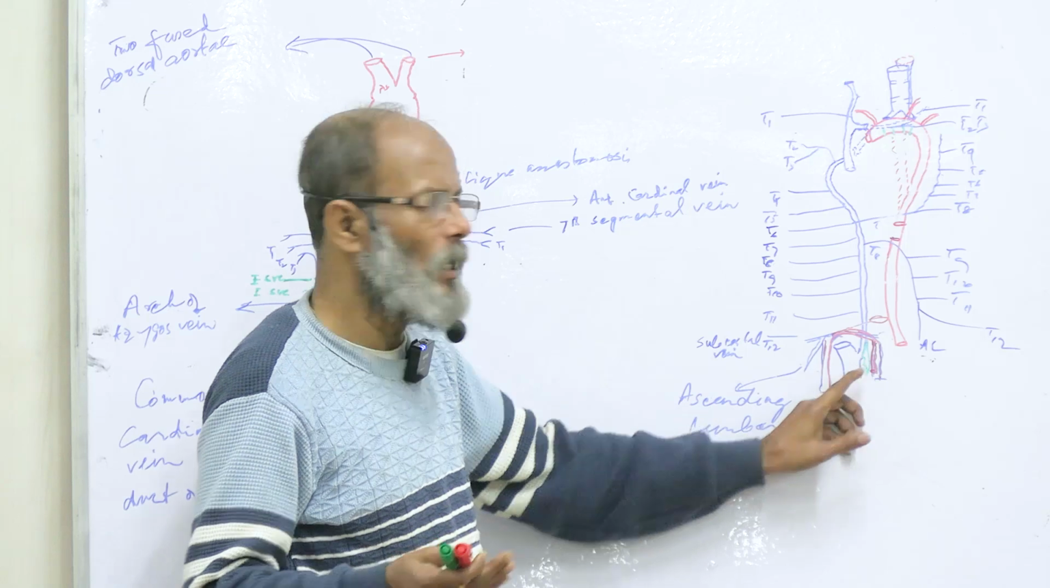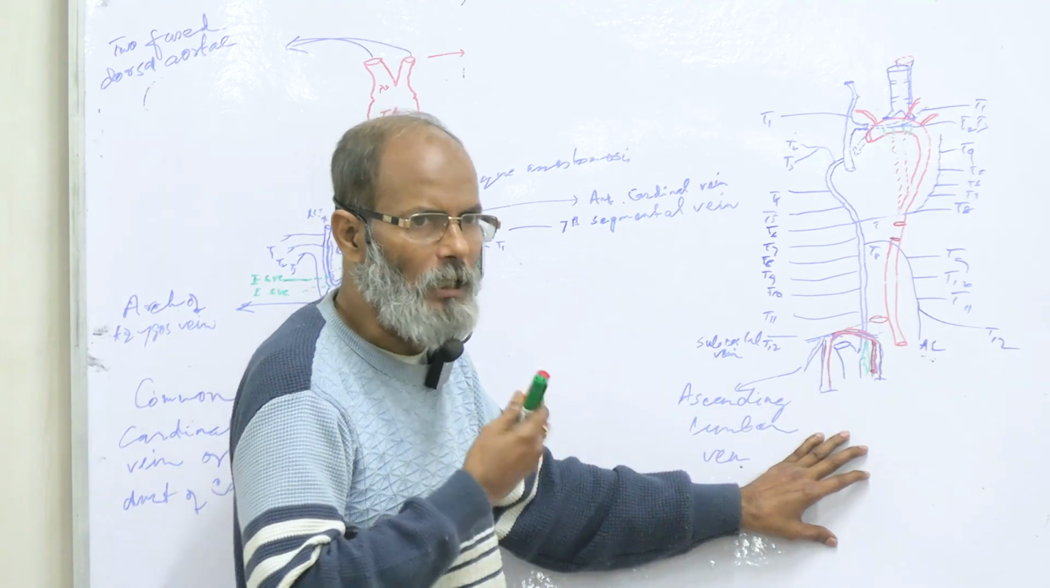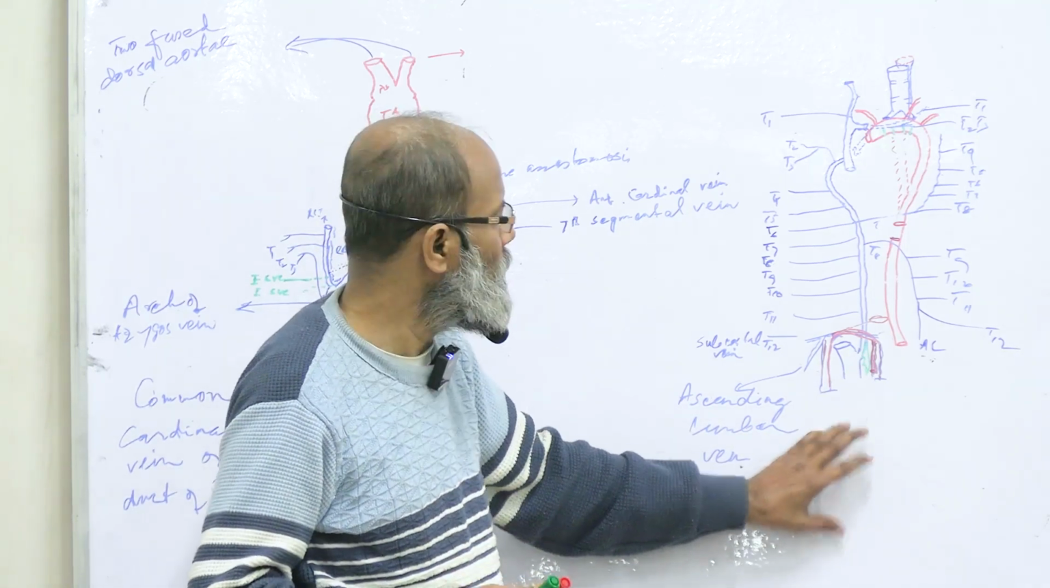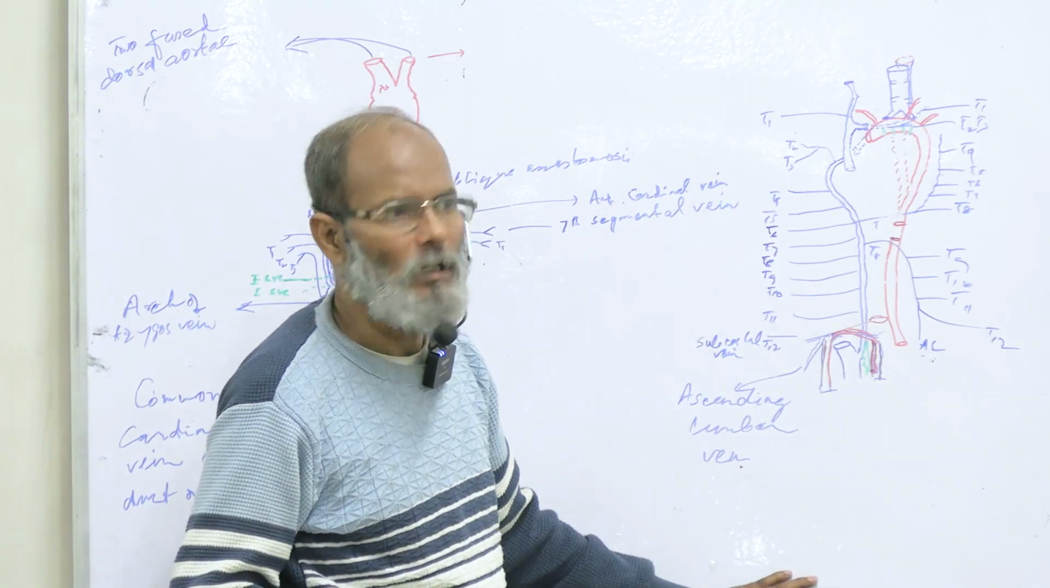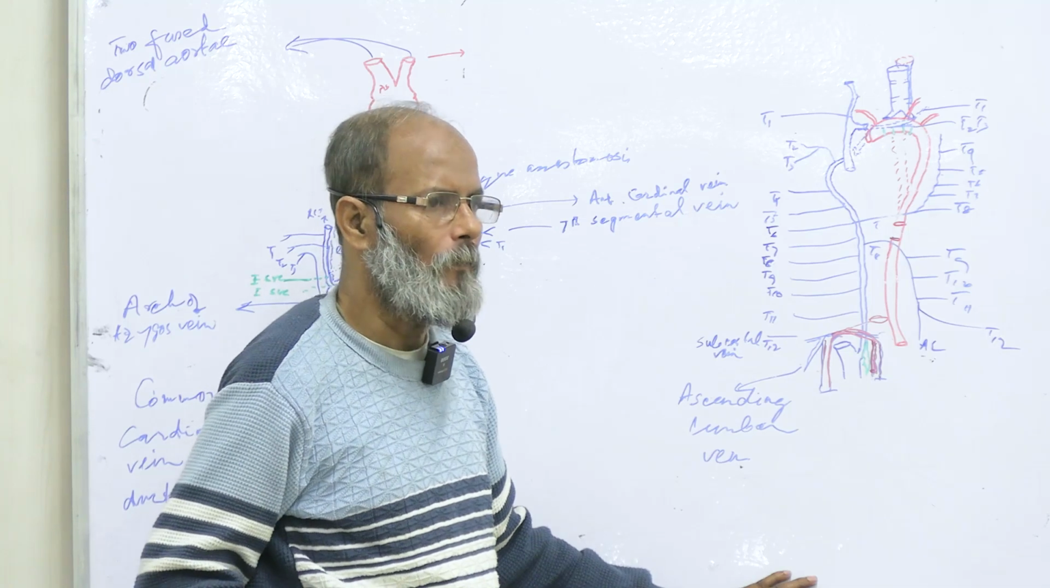Abdominal aorta, cisterna chyli, this side, right side, we will find the inferior vena cava and the ascending limb of the azygous vein. All right.